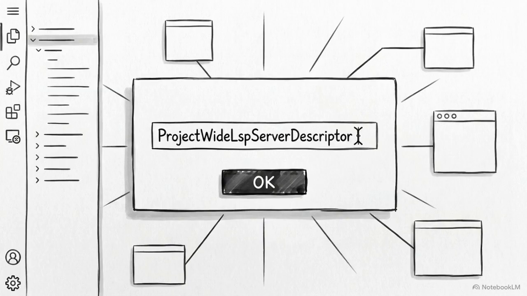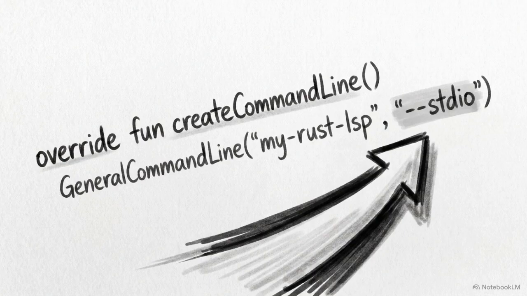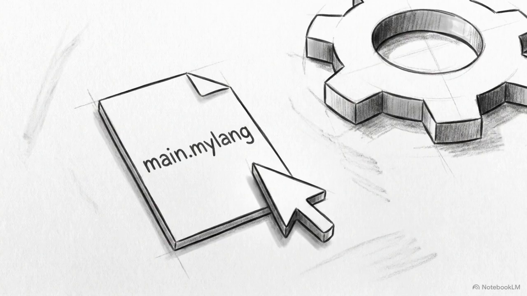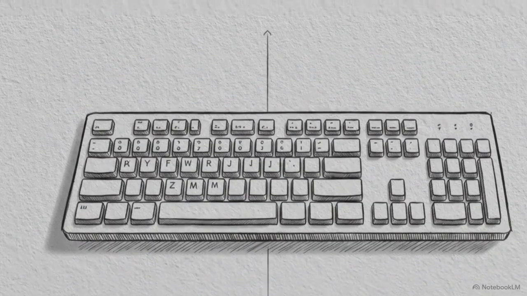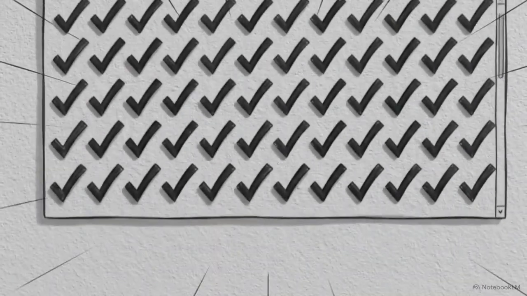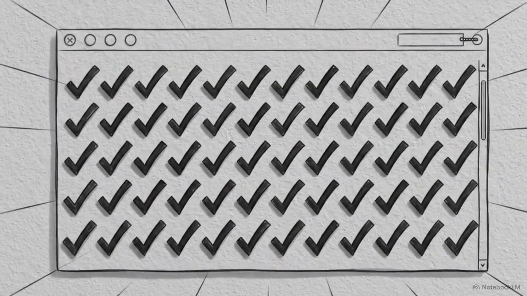Next, you create a Kotlin class that extends ProjectWideLspServerDescriptor. This class serves as the configuration for your specific server. Inside that class, the createCommandLine function invokes your Rust or Go binary. Note the --stdio flag, which tells your binary to expect JSON RPC messages. Finally, use the LspServerSupportProvider to ensure the background process only starts when the user opens a file with your specific language extension. When the user opens a relevant file, the IDE instantly initiates the background daemon and establishes the communication link.